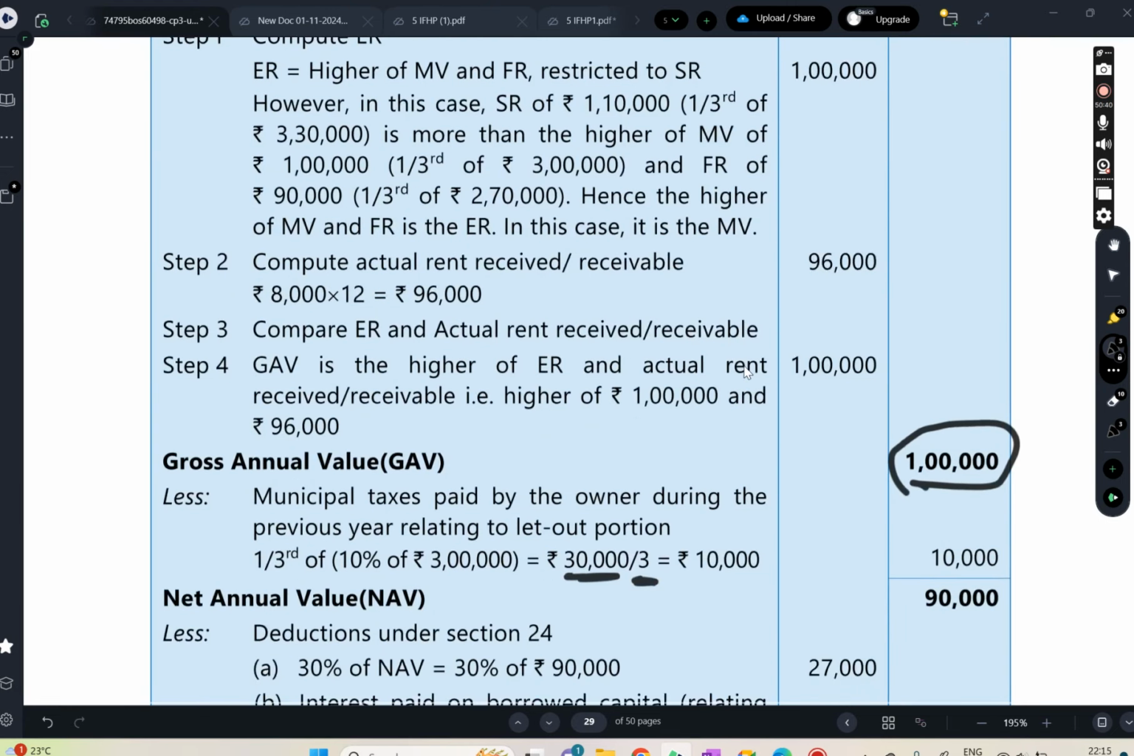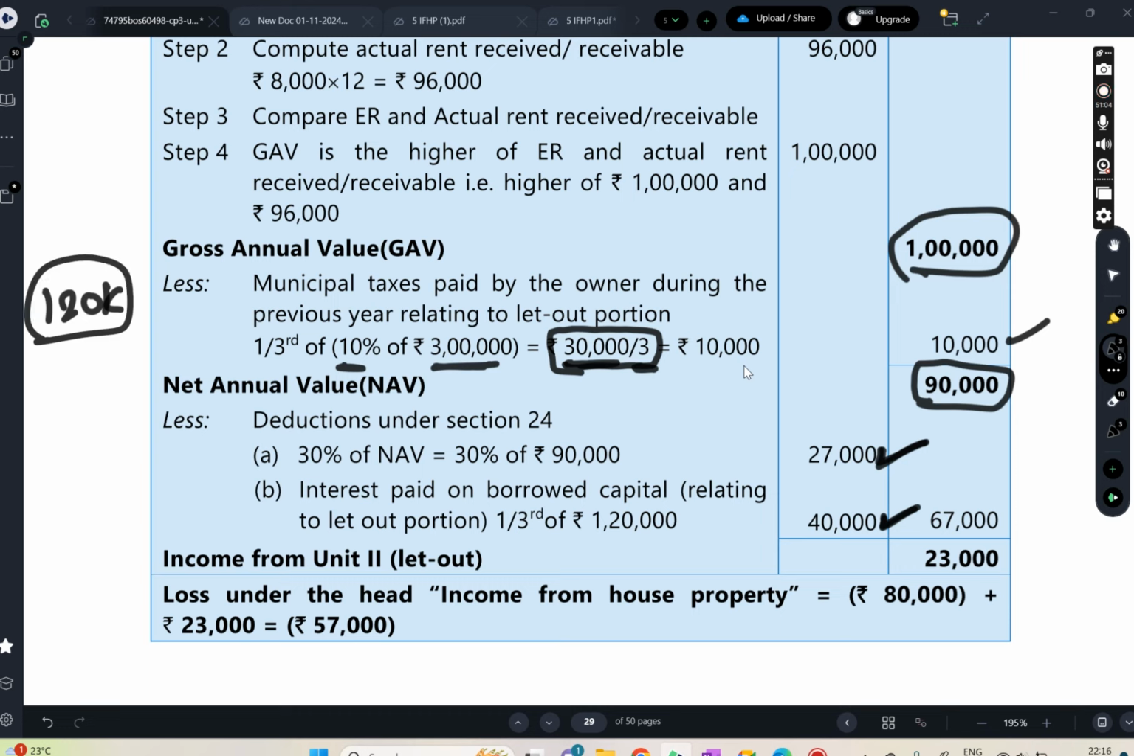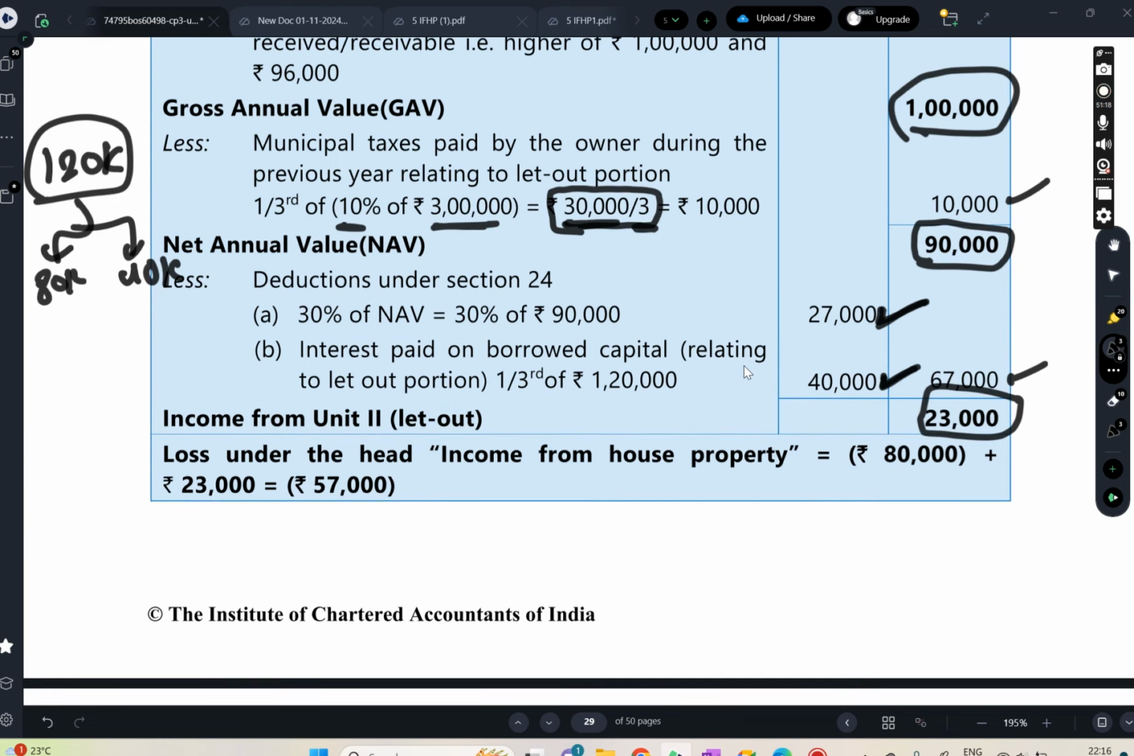Then municipal taxes. They mentioned 10% on the municipal value. Municipal value is 3 lakhs. So 30,000 is the total municipal taxes. Split into 1/3, you will get 10,000. So 90,000 is the net annual value into 30%. 9 3s are 27. So 27,000 is the flat standard deduction. And interest on borrowed capital, right? Our total 1,20,000 is the interest on borrowed capital. 80,000 went to the self-occupied property. Remaining 40,000 went to the let out property. So 67,000 total. 90,000 minus 67,000, so 23,000 is the income from let out property.